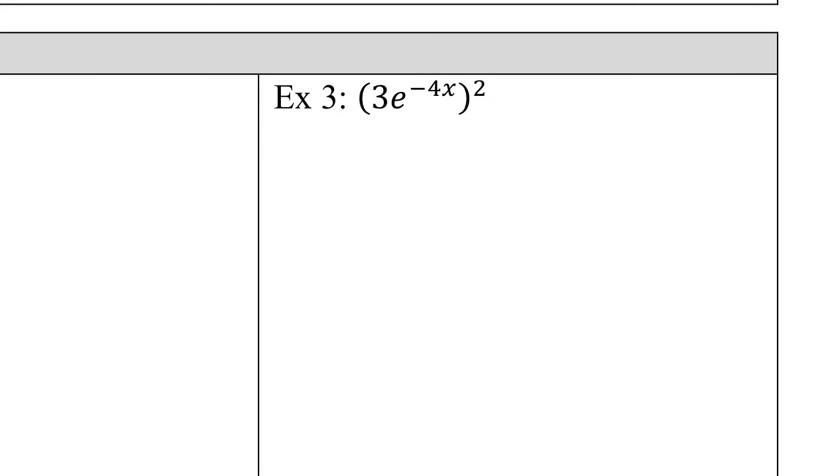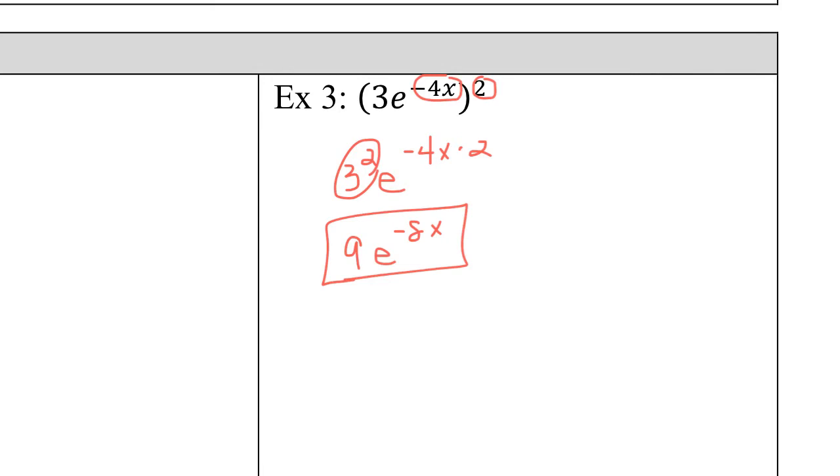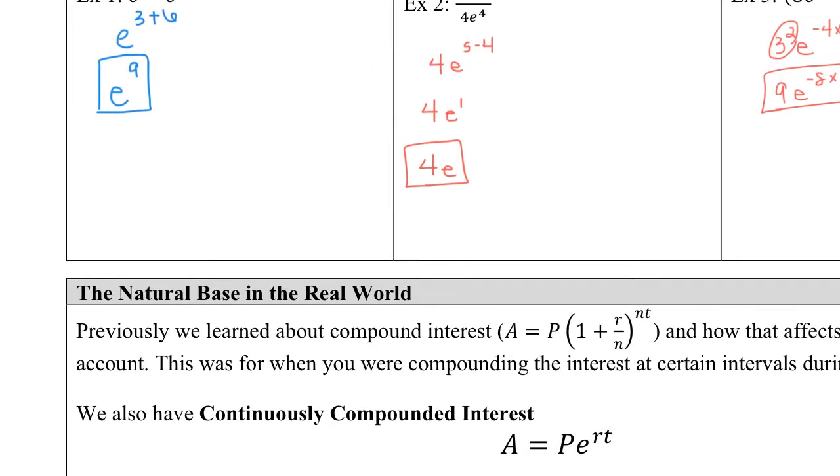So we use the power to a power rule. This says that we're going to take 3 and square it. And then with this exponent and the outside exponent, we're going to multiply them together. So negative 4x times 2. Well, 3 squared I can evaluate. 3 squared is 9. Now e, negative 4x times 2 makes negative 8x inside the exponent. Simplify with regular exponent rules.